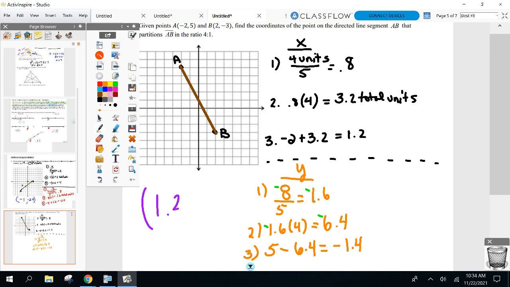Okay? So my final point here, what do I have? 1.2, negative 1.4. How's that look on the line? Let's see, 1.2, down 1.4. Yeah, it looks like right about on the line there, right? Right before 2. Right about here. And then again, remember, what was my ratio I wanted? Oh, yes. This left side should be a lot longer, right? 4-to-1. Looks pretty good.